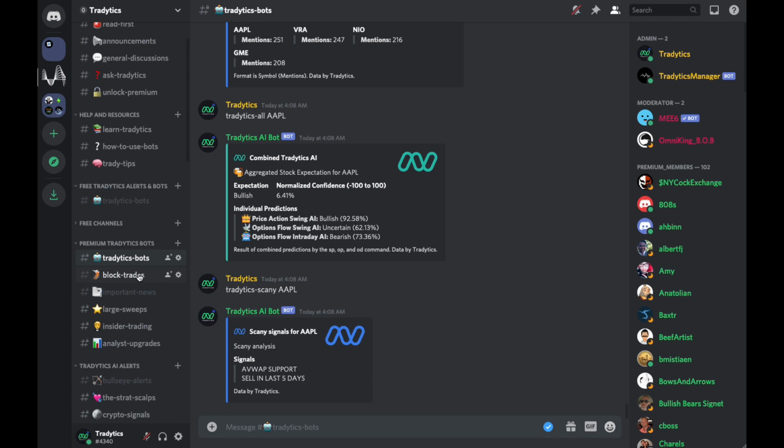Then we have the auto posting bot. So you just need one channel, and we can actually type in these commands in any channel as long as the bot has permissions to post in that channel. So we just have one channel for querying bots. Then let's look at the auto posting bots.